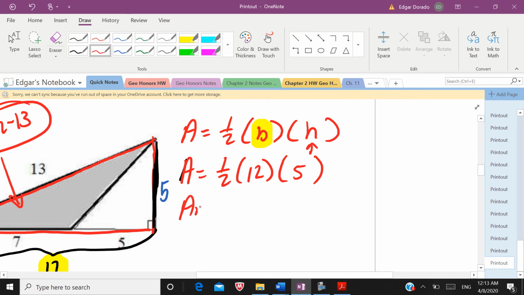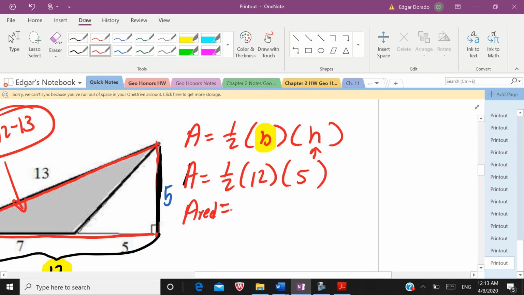So the area of the big triangle, whatever you want to call it, is going to be 1/2 times 12 times 5. If I am not mistaken, let me try multiplying that out. 1/2 times 12 times 5. That is 30. So that is going to be 30 right there.